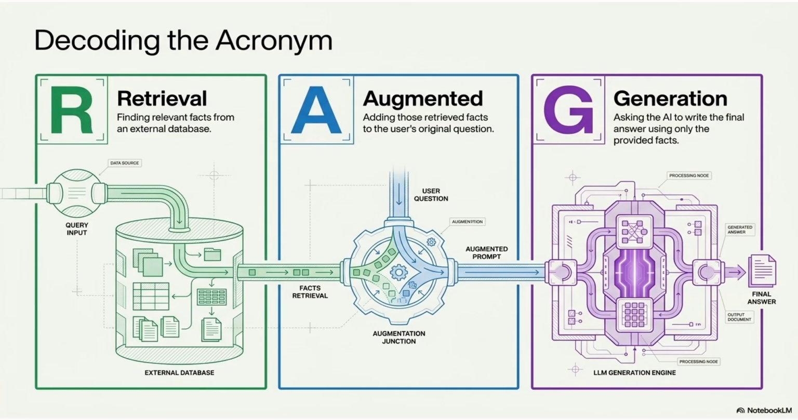Okay, let's decode the letters one at a time. R is for retrieval. That means finding relevant facts from an external database. A is for augmented, which adds those retrieved facts to the user's original question. And then there is the G, which is generation. That means asking AI to write the final answer using only the provided facts. First retrieval, then augmentation, and then generation. Keep that sequence in mind because it is the backbone of whatever we are going to learn today.